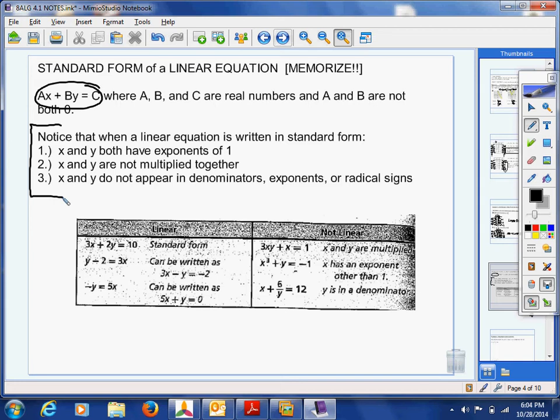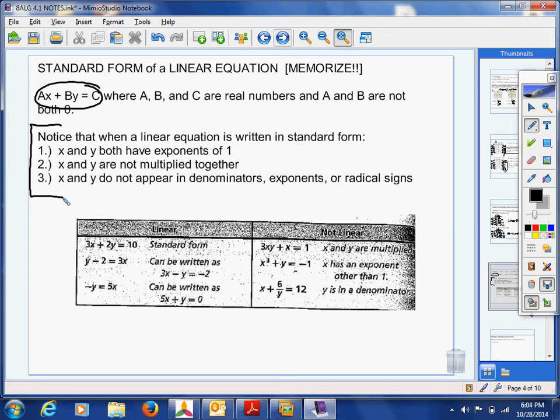Number 2, x and y are never multiplied together. So in standard form, you don't see x times y ever. It's Ax plus By or Ax minus By. You're not ever going to see them multiply together. So if you ever see x times y, guess what? Not linear.